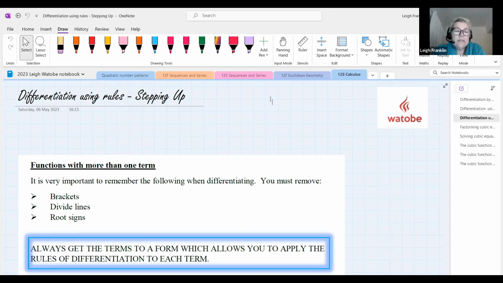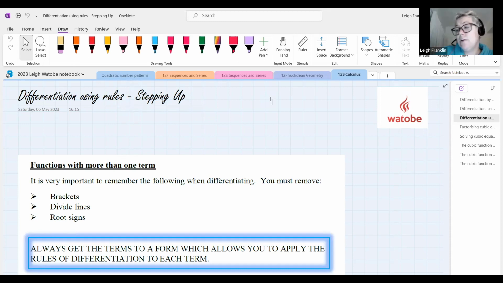Okay, so last time that we were together, we were talking about differentiation using our rules, and we just had a look at some basic expressions with one term, sometimes with more than one term, etc. So what I wanted to focus on today is what we do when functions have more than one term, and how we need to get rid of brackets, divide lines, and root signs in order to find the derivative of any function expression that we are given.